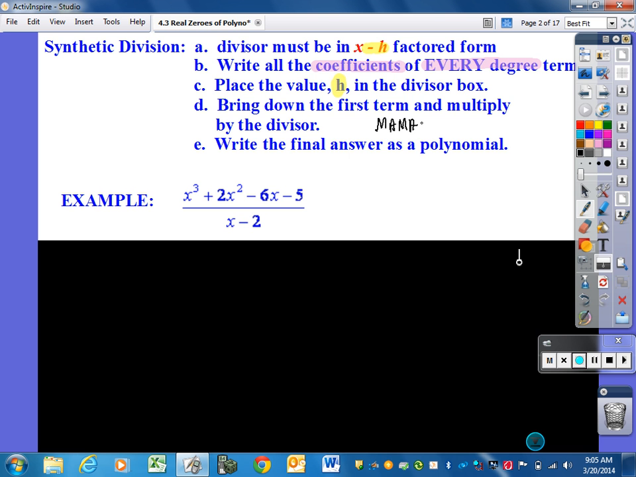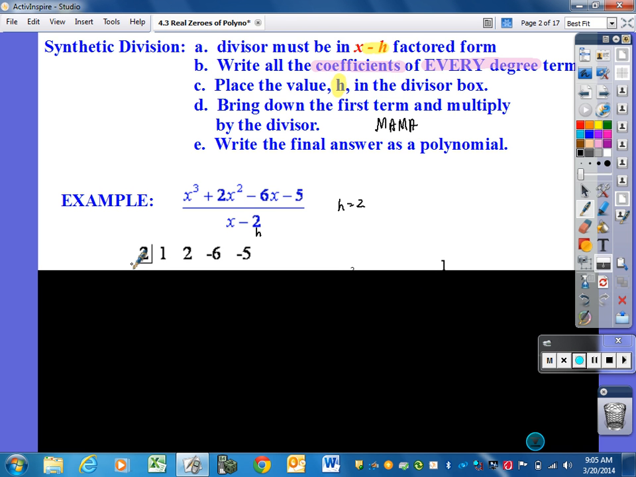X cubed plus 2x squared minus 6x minus 5, all divided by x minus 2. This is a binomial in the x minus h form. So what is h? H is 2. So we place the 2 in our divisor box. Then we write down each coefficient. I have cube, square, linear, constant. All places taken care of.